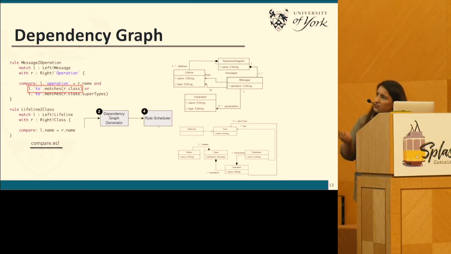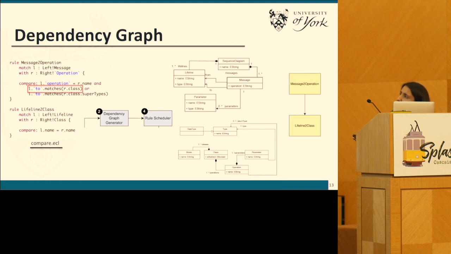So for instance, if you see L.2 here, 2 is a type of lifeline from message, and then R.class is a type of class here, and then we know that this is calling a rule lifeline to class, any rule that is comparing lifeline with class. So the dependency graph would end up like this. So we'll know that message to operation rule is dependent on lifeline to class rule. So that's what the dependency graph generator does.